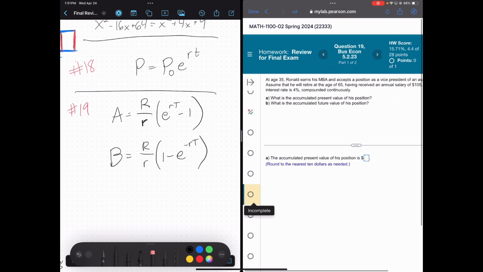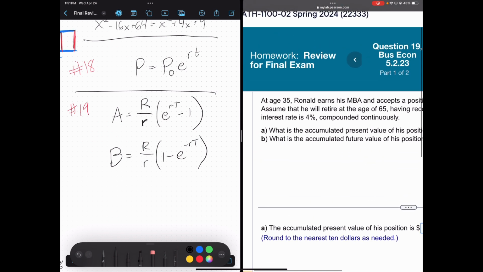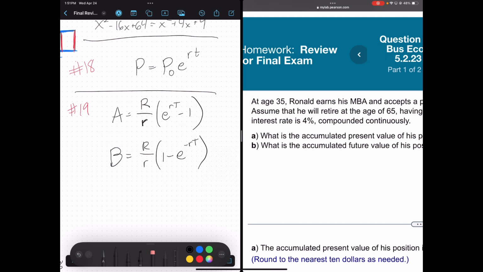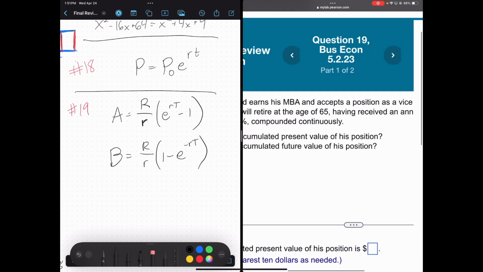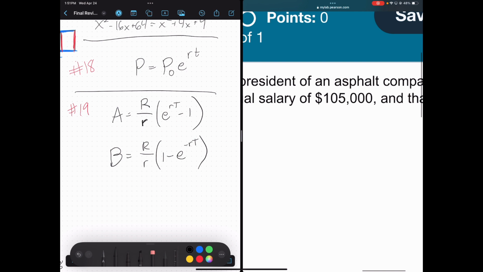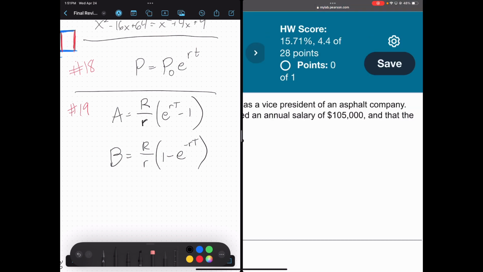Okay. Any questions about these type of problems? What, in my case, what's my T? What time are we looking at? He's starting at age 35. He's retiring at age 65. 30 years, right? T is going to be 30. Okay, very nice. What's uppercase R? Right. Uppercase R is what he's actually earning each year. So in our case, $105,000. Okay.